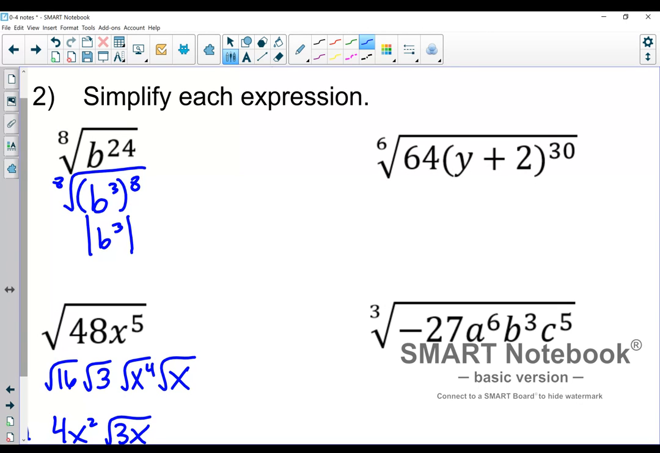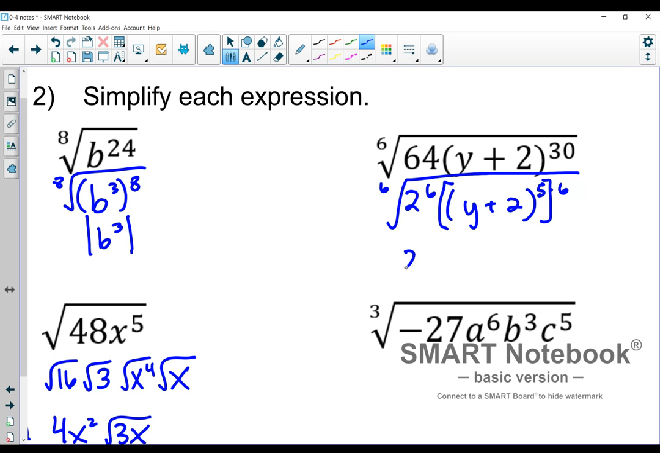For the next one, 64 is 2 to the 6th. I call it 6, but it's really just the 6th root, right? 64 is 2 to the 6th power, and then y plus 2, let's see, that would be 5 times 6 power, right? So let's do this.